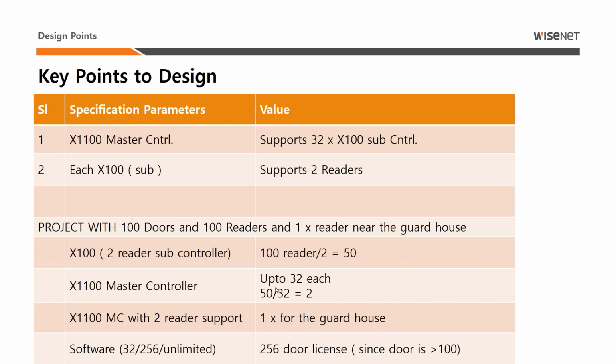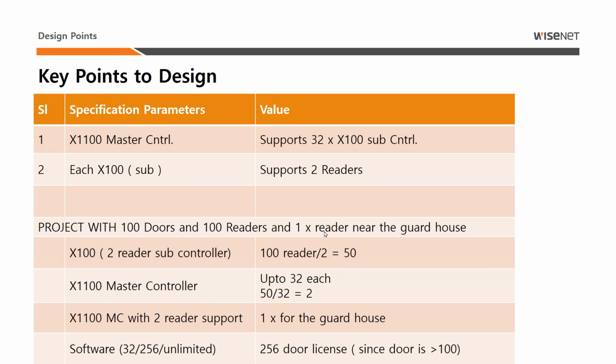Let's say you have a project with 100 doors, 100 readers, and you have one near the guardhouse gate barrier. In that case, you can mix and match. You can make a centralized system for the 100 readers and one distributed reader directly. For inside the building, you will do centralized, which means 100 readers divided by 2, 50 subcontrollers, 50 by 32, 2 master controllers.